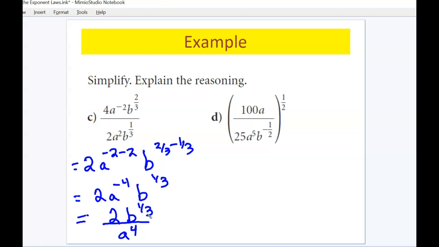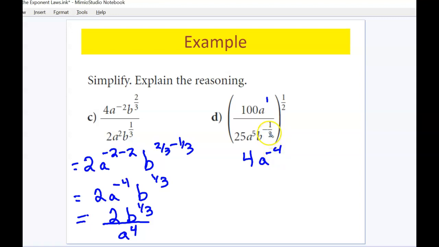Okay, in the next question, we have a couple of ways we could go about doing this one. Here's what I'm going to do first. I'm going to simplify what's inside here first, and then I'm going to apply the outside exponent of 1/2. So first of all, 100 divided by 25 is going to be 4. A to the first divided by a to the fifth. And now we're going to do some mental math. 1 minus 5 is going to be a to the minus 4.